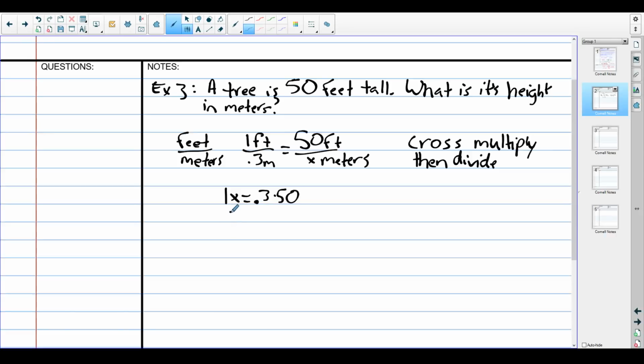1x, 1 times anything is just that number, so that's just x. 0.3 times 50 is something we can do. So this is 150 with a decimal point, so that's 15. We don't even have to divide here because we already have x. Okay, so that's our answer. 50 feet is 15 meters. Piece of cake.